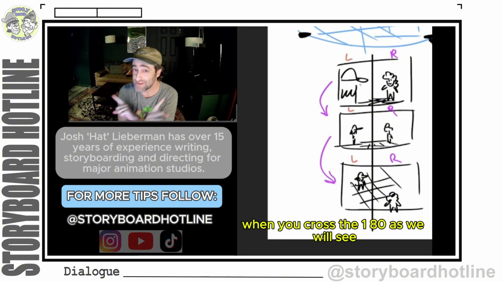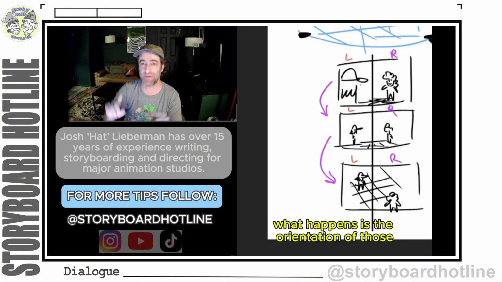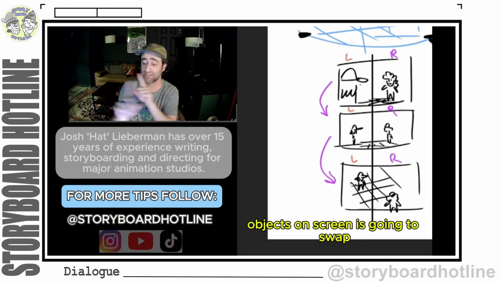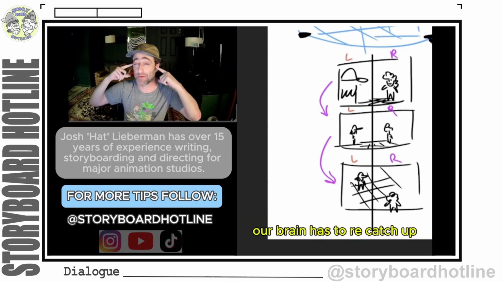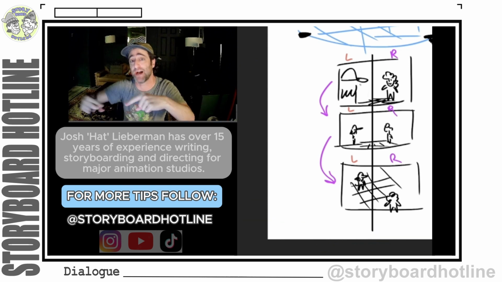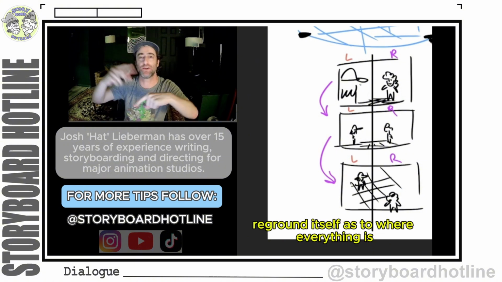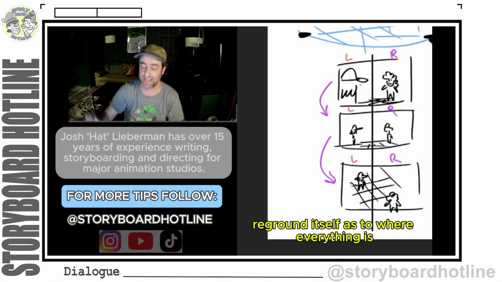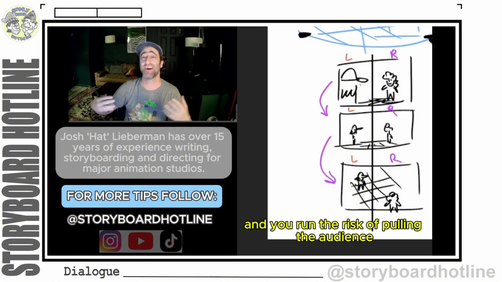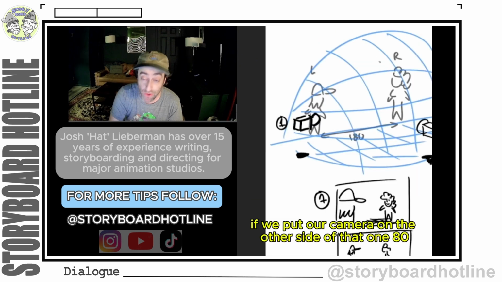When you cross the 180, as we will see, what happens is the orientation of those objects on screen is going to swap. And when you make that cut, our brain has to re-catch up, has to re-figure out, re-ground itself as to where everything is. And you run the risk of pulling the audience out of the story if we put our camera on the other side of that 180.